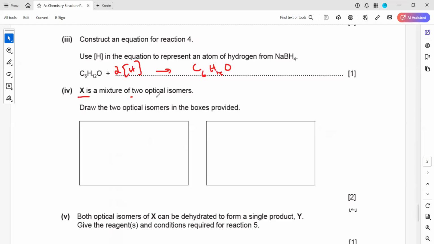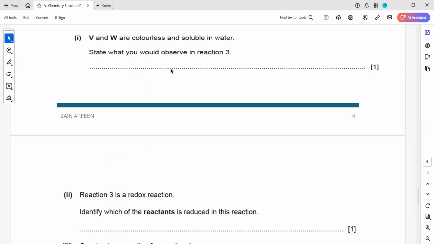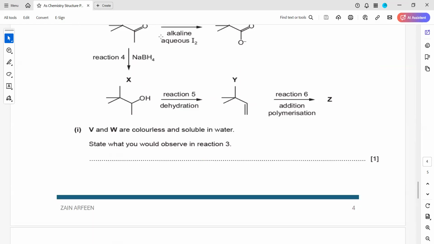Then X is a mixture of two optical isomers. How we draw the optical isomers: we have to draw the two optical isomers. This is X. First we identify the chiral carbon, which has four different groups. This is a chiral carbon because it has hydrogen, OH, CH3, and this whole group. To draw the optical isomer, I take this carbon and just draw four bonds.